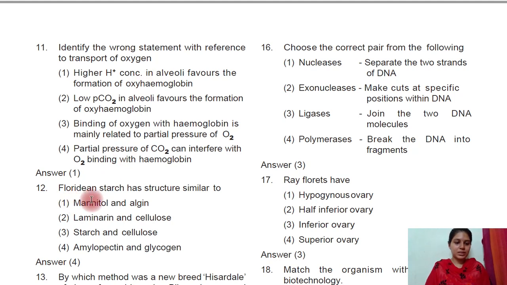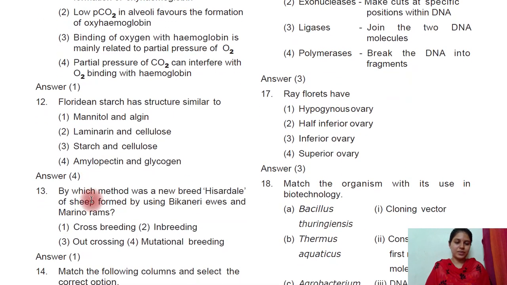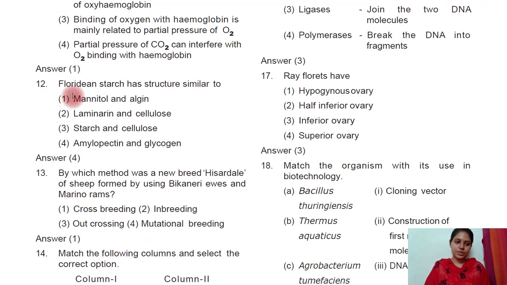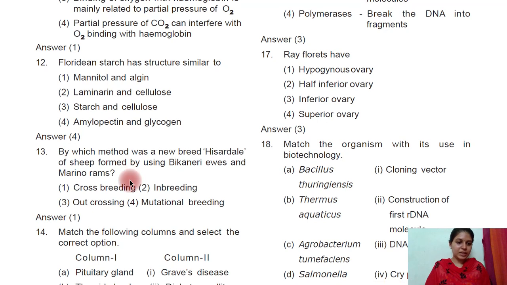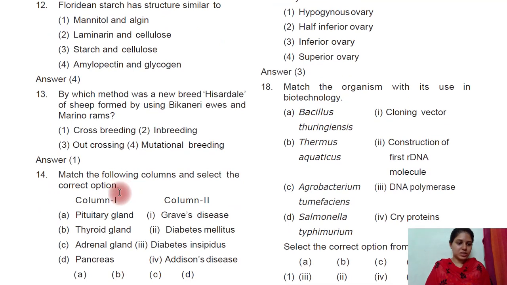Next is: Floridian starch has a similar structure to dash. It's a very direct question. We already know that Floridian starch always has a similar structure to amylopectin and glycogen. And then, by which method was a new breed Hisardale of sheep formed by Bikaneri ewes and Marino rams? The answer is crossbreeding. It is a very direct question, right? Crossbreeding is the answer.